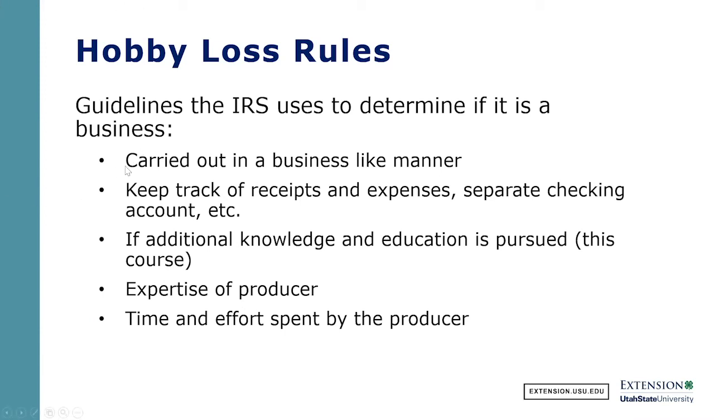And if they do look into it, they're going to use these guidelines. There are actually 9 guidelines, and I haven't put them all here. Some of the guidelines are: are you carrying this out in a business-like manner? Do you have a separate checking account for the business? Are you keeping track of those receipts and expenses? Are you making plans? Are you doing things like this workshop and other workshops that we do to seek additional knowledge and education so that we can put better plans in place and improve our operation and make money? The expertise of the producer, the time and effort spent. So you ought to keep track of the time that you're putting into this business. And I saw a situation where they said every weekend they went and worked on the farm. And the IRS didn't really like that because they said, well, what are you doing on the farm?